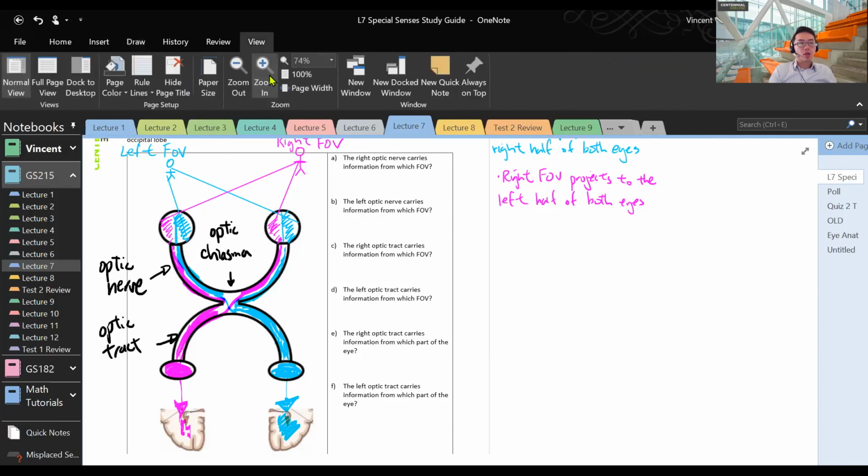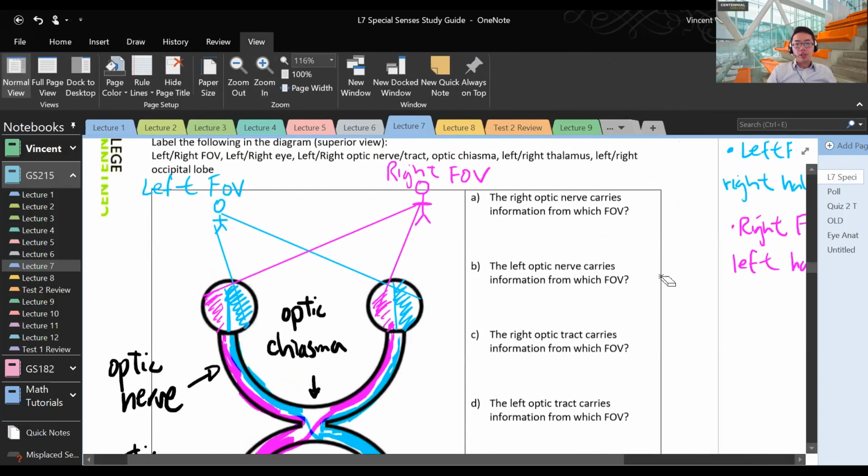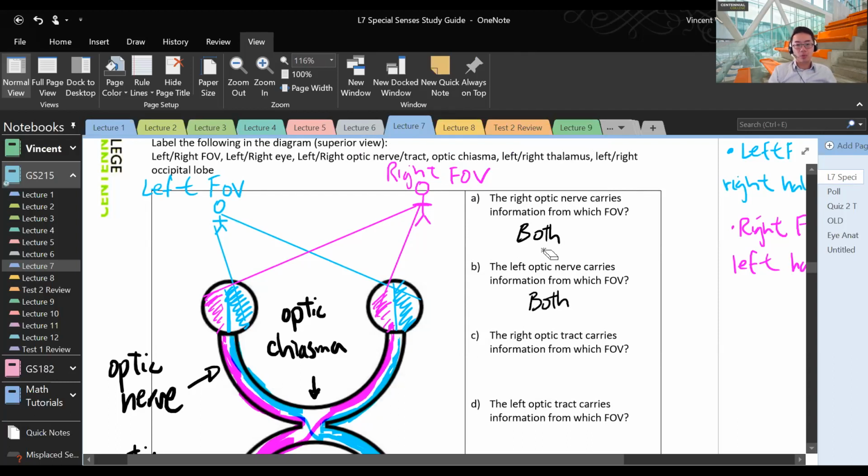So let's take a look at some of these questions. The right optic nerve, which is right here, carries information from which field of view? So you look at the right optic nerve, it has both purple and blue. Purple represents information from the right field, blue represents information from the left field. So the right optic nerve carries information from both fields of view. Similarly, the left optic nerve carries information from both fields as well.